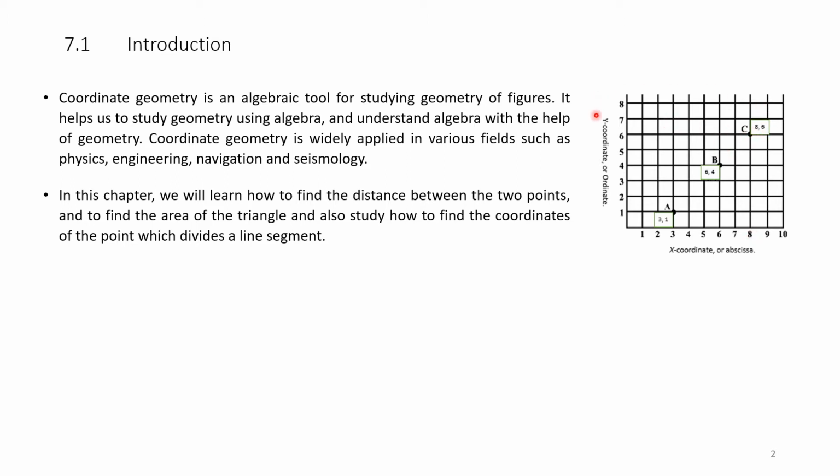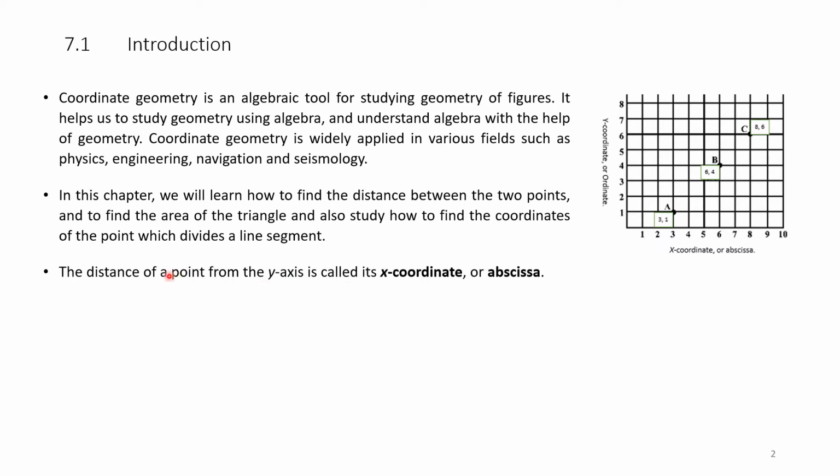This is the graphical representation of coordinate and ordinate, that is XY. Each point is represented as XY. For example, A is X1, Y1. X1 is equal to 3, Y1 is equal to 1. Similarly, point B is represented as X2, Y2. That is X2 is equal to 6 and Y2 is equal to 4. And C is also represented as X3, Y3. Here X3 is equal to 8 and Y3 is equal to 6.